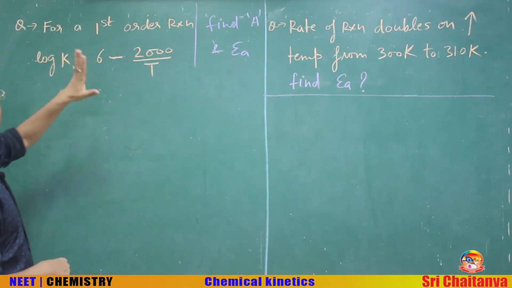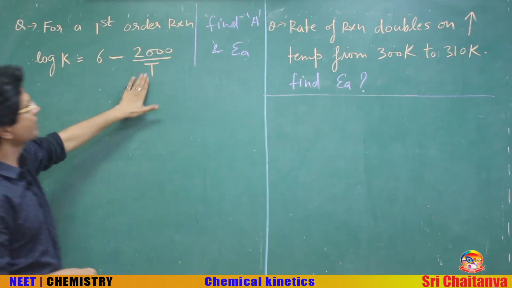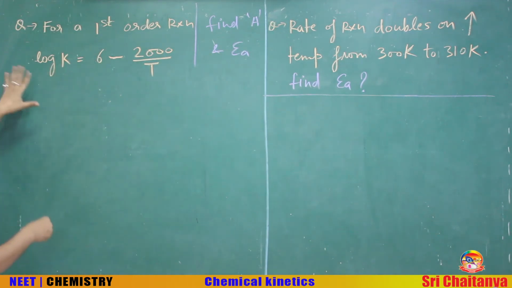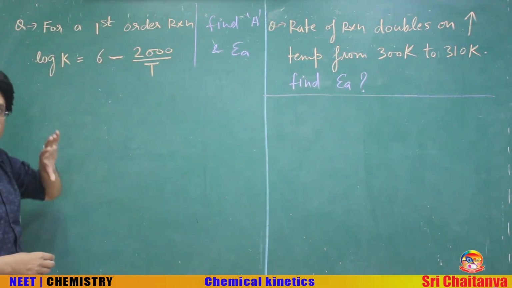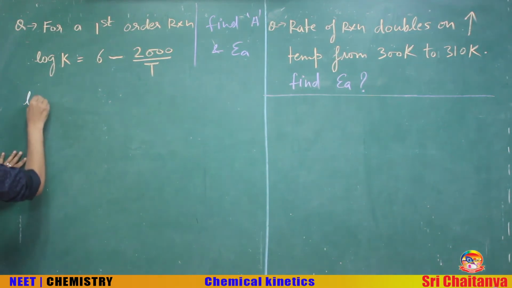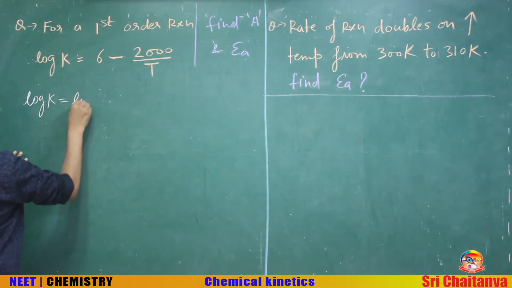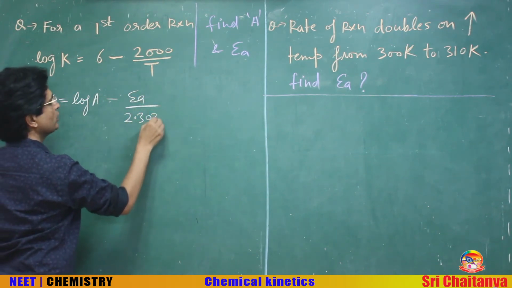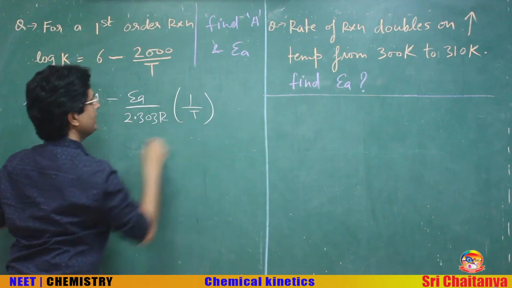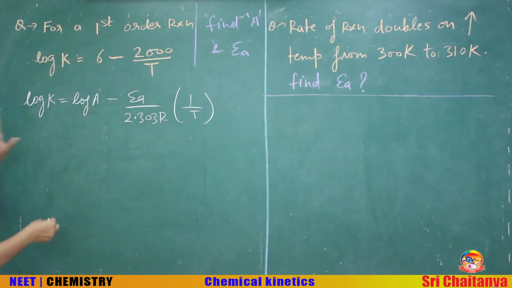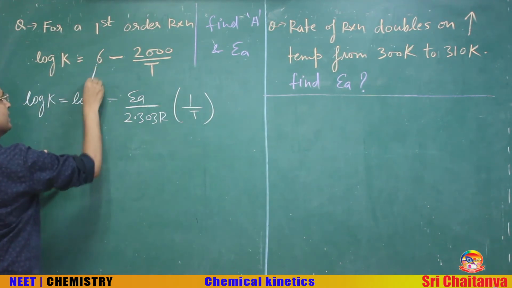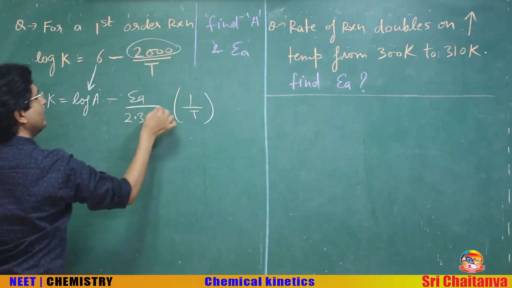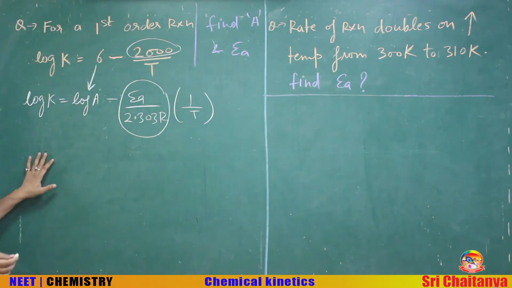They have given for a first order reaction, this is the equation given, and they're asking to find A and the energy of activation. This is the pre-exponential factor. Now see, I know the logarithmic form of the Arrhenius equation, so let me write it down. That is basically log of k equals log of A minus Ea upon 2.303 R into 1 by T. So if I compare these two equations, I'll come to know that this 6 is nothing but log of A and this 2000 is nothing but Ea upon 2.303 R.